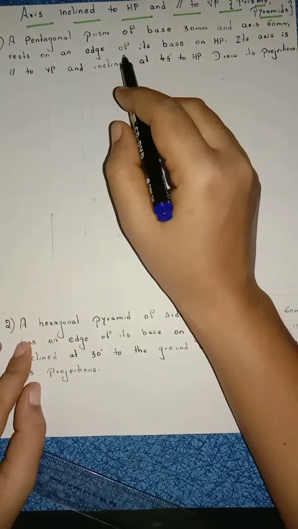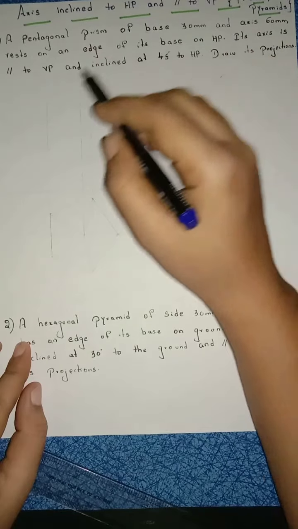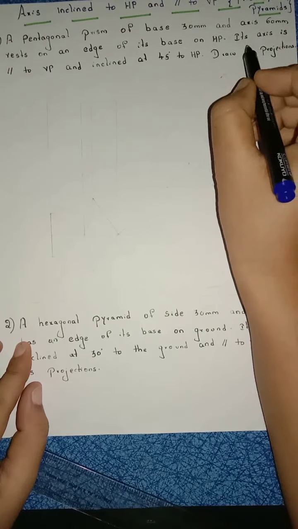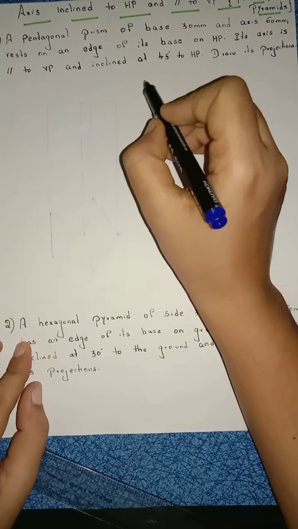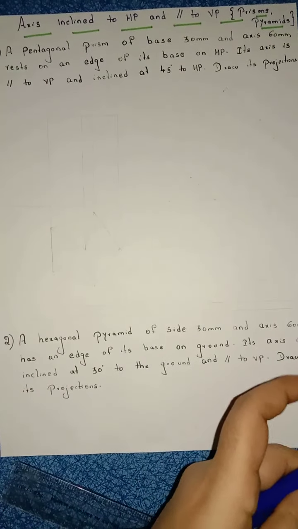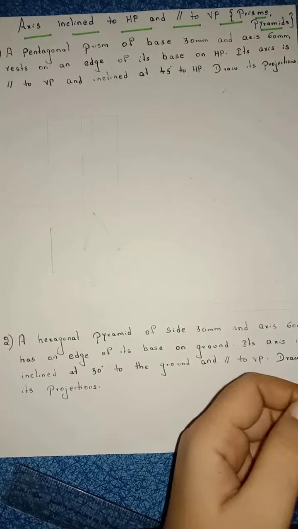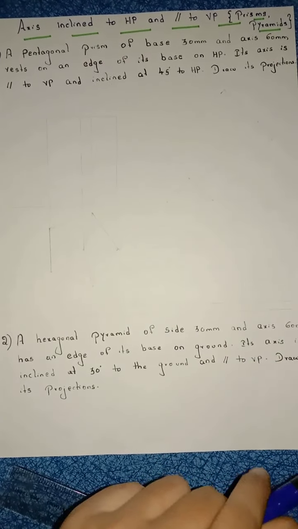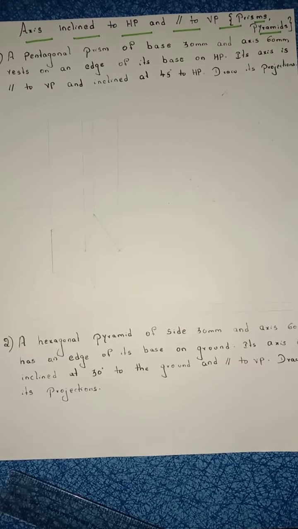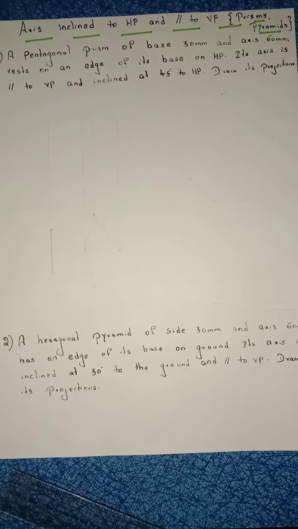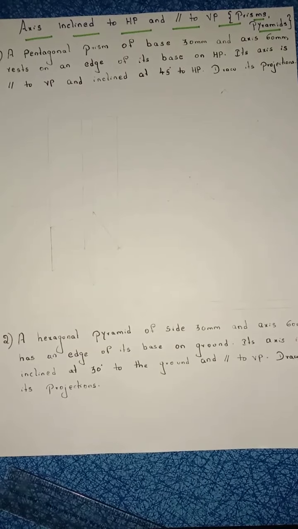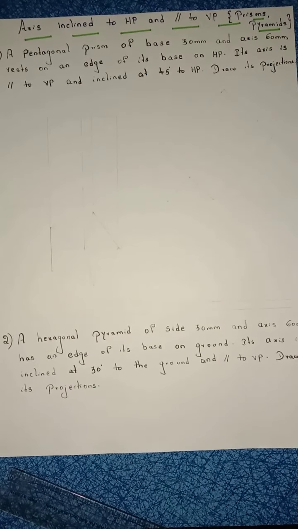A hexagonal prism of side 30 mm and axis 60 mm is resting on its edge of its base on HP. Its axis is parallel to VP and inclined at 45 degrees to HP. Draw its projection. So how we constructed projection of planes, same concept here. We are going to construct projection of solids. In projection of planes, their height is negligible, thickness and height. But in these prisms, in these solids, we are going to consider height also. It is the main difference between planes and solids.